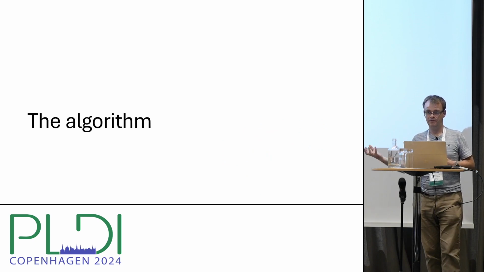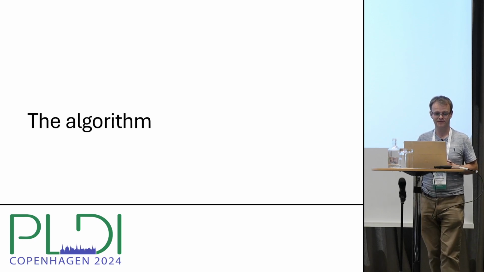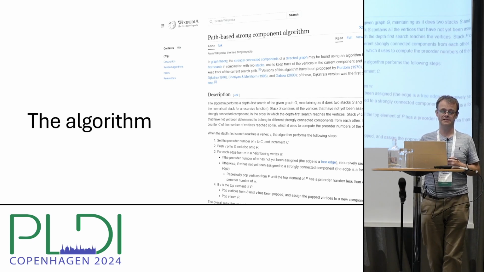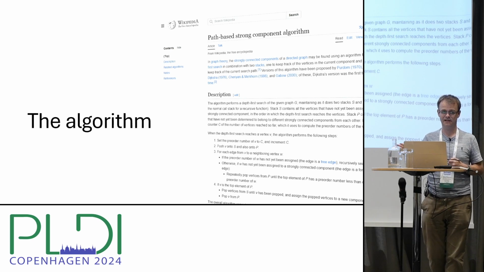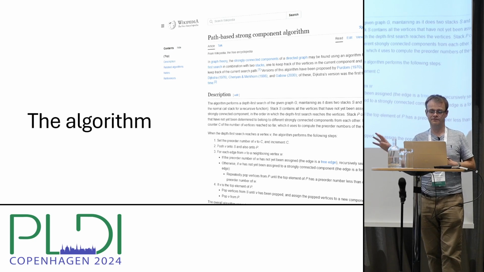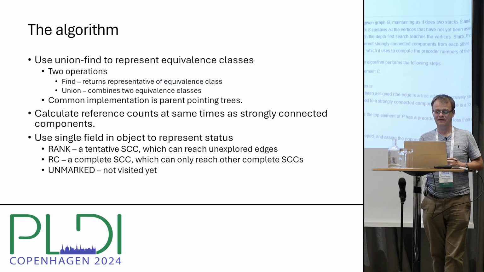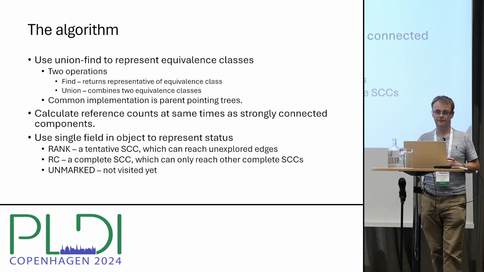In the paper, we present an algorithm, which I'm going to fly through in the time I have. Basically, if you go to Wikipedia and read the path-based strongly connected component algorithms page, and then squint and think a bit about changing it so it does reference counting at the same time, and fiddle a bit so it uses union find rather than a slightly different data structure, you will get the rest of the paper. But what we do, basically, is use union find in the algorithm.